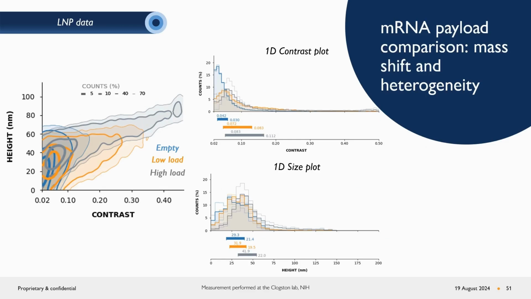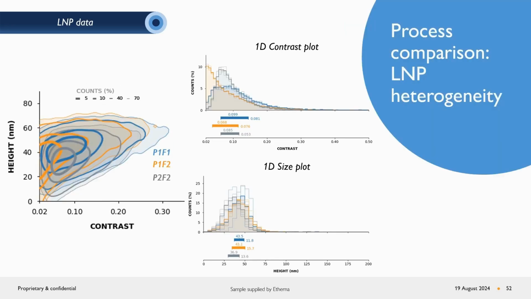The next step was to compare lipid nanoparticles with different mRNA payload. Here, we are comparing an empty LNP with an mRNA-loaded LNP with a low payload and another one with a higher payload. The contour plot here shows a very different heterogeneity of the three samples, with the gray being the one with the high payload, being the most heterogeneous of the three. From the 1D contrast plot, you can observe a shift towards larger masses as the payload increases, but also an increase in heterogeneity on the contrast axis, which tells you that the mass distribution is more heterogeneous as you increase the payload.